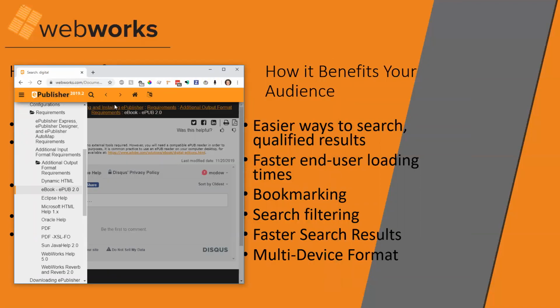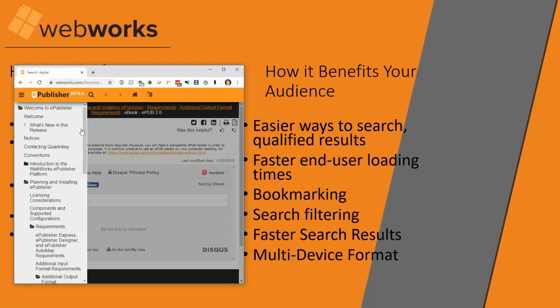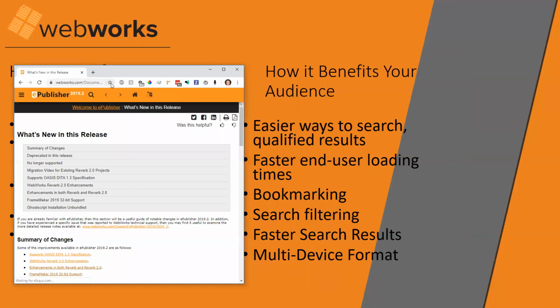With the cleanups we've done with Reverb 2, a lot of features that you kind of take for granted, like bookmarking, tend to work a lot smoother than with Reverb 1. So your end users will be able to find pages that they want to bookmark and bookmark them without having to worry about, is it going to go to the right place, or was I searching when I bookmarked it or not? You can actually now bookmark the search terms that you were looking for. Faster search results. The speed of the search has been enhanced significantly. And of course, multi-device support has been improved.